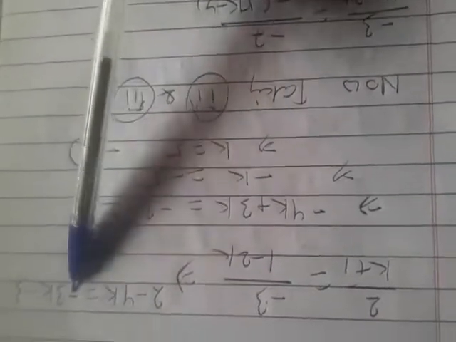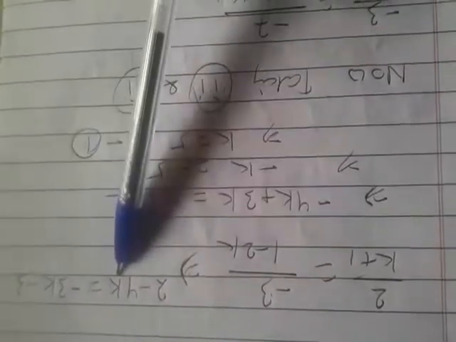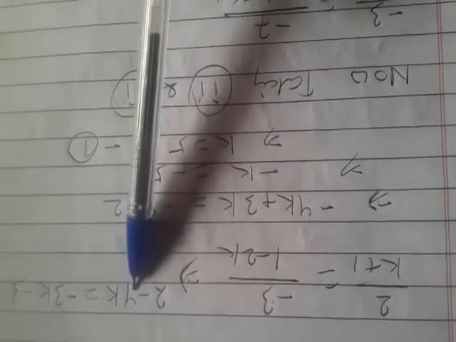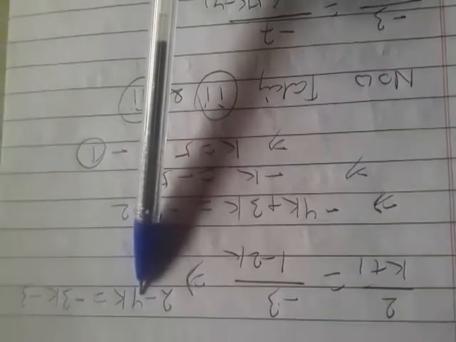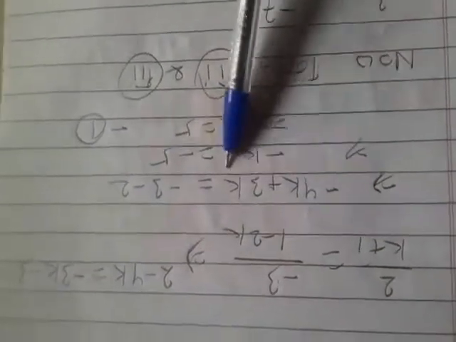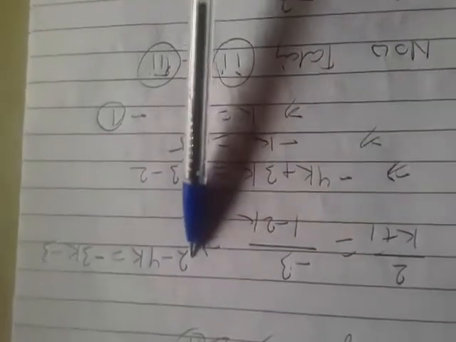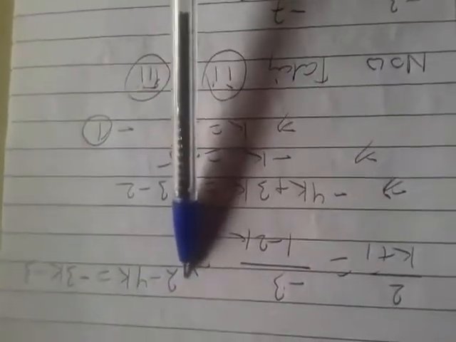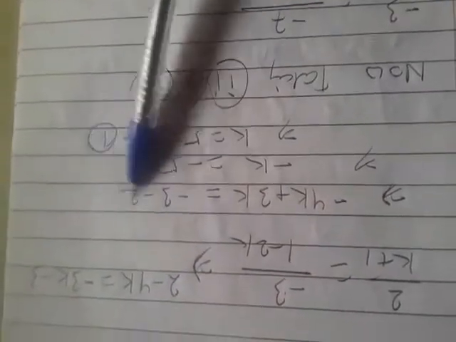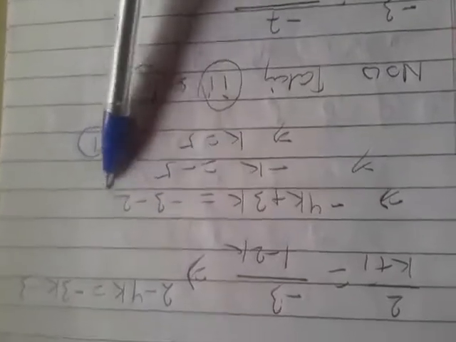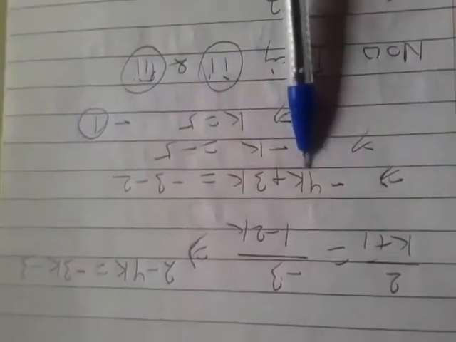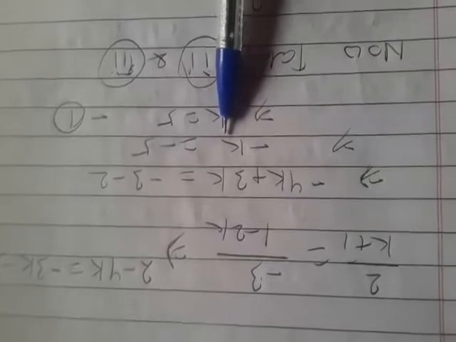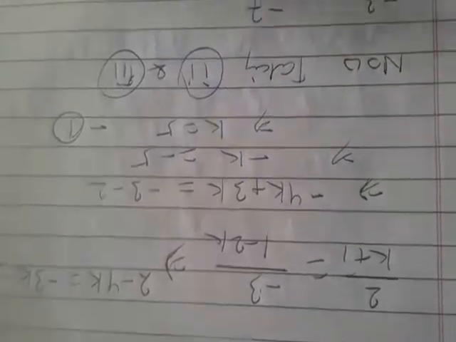We will take this minus 3k to the LHS. Thus we get minus 4k, which was lying in the LHS earlier, minus 4k plus 3k, and we will take the 2 from the LHS to the RHS. This plus 2 will become minus 2. Now here minus 3 minus 2 will become minus 5, and minus 4k plus 3k will become minus k. And the final answer we have is k is equal to 5.